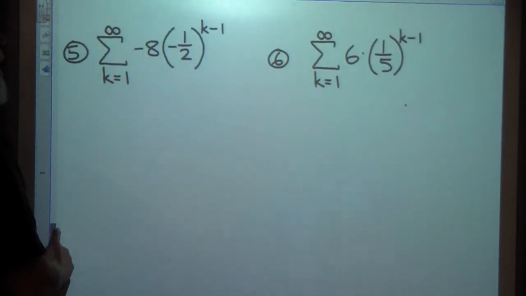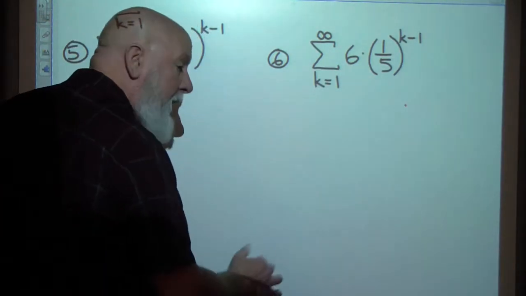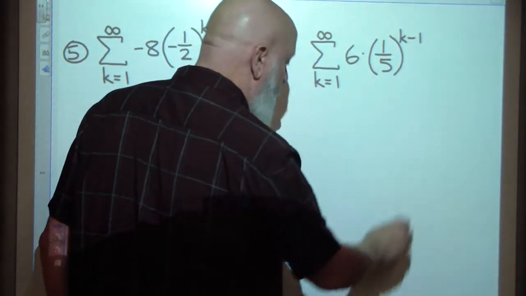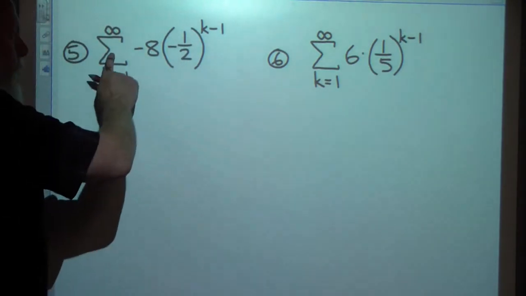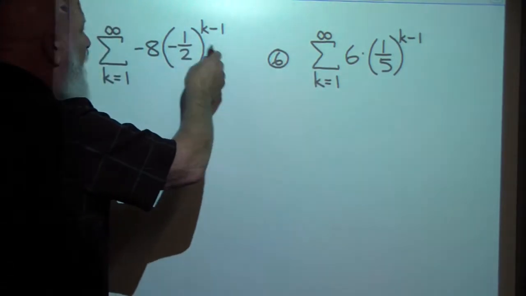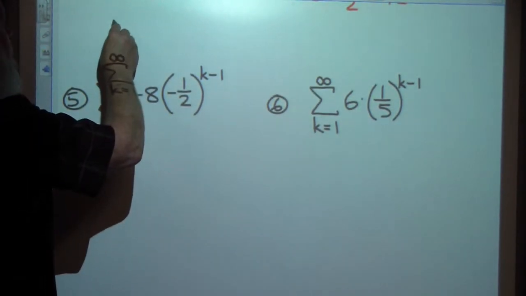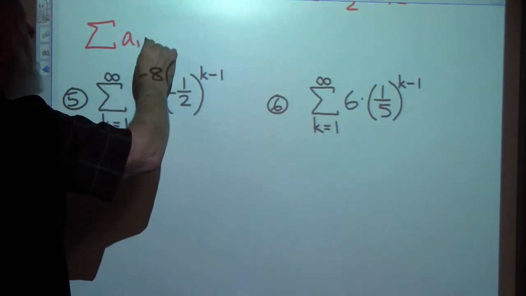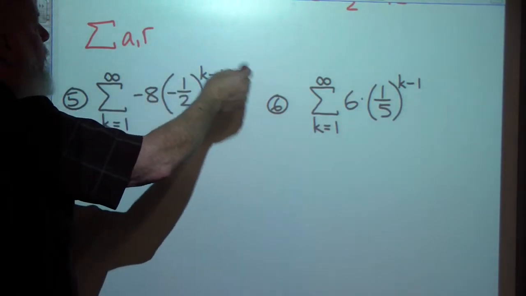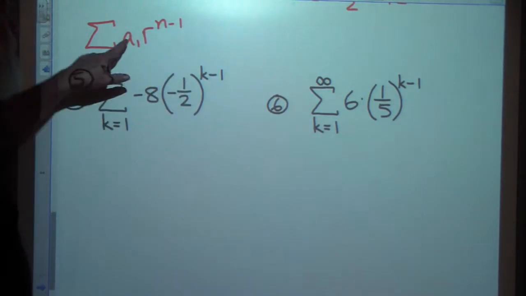Let's take a look at this. This is written in sigma notation, or we can say summation notation. It's another way of saying it. Again, we've worked with these in the past. The general case of a geometric series in sigma notation is a sub 1 times r to the n minus 1. This is the general case.